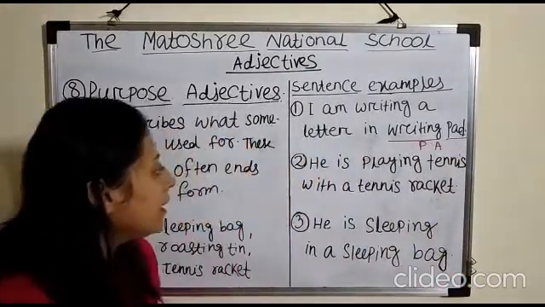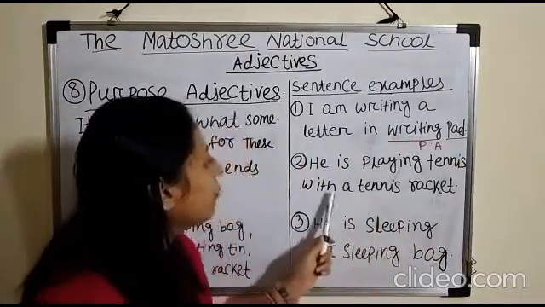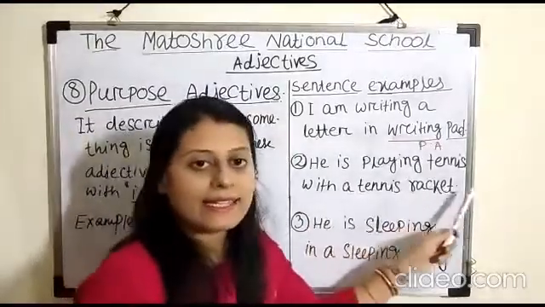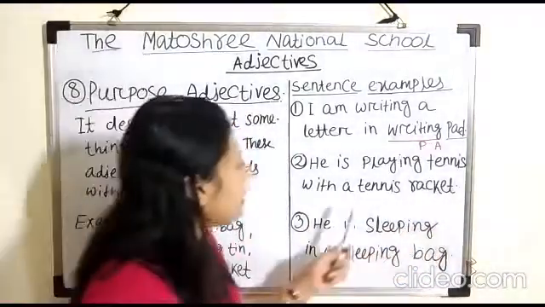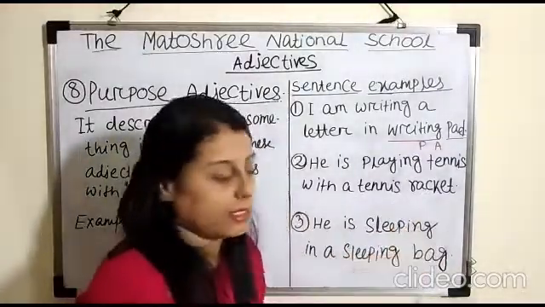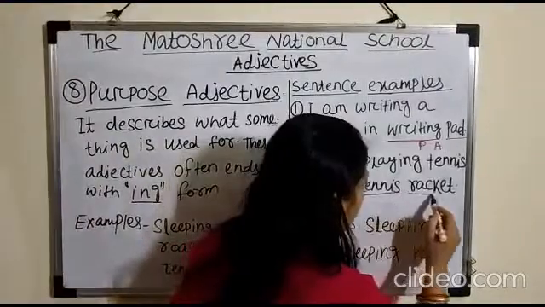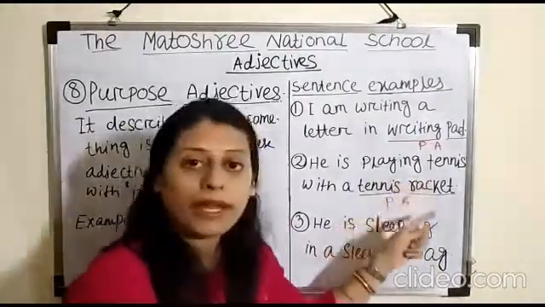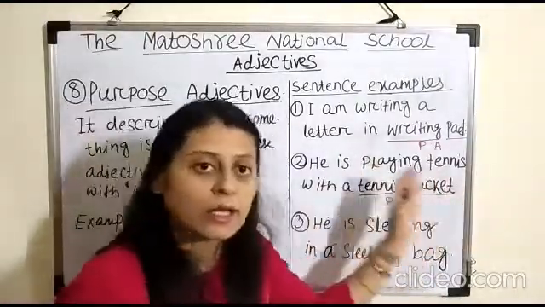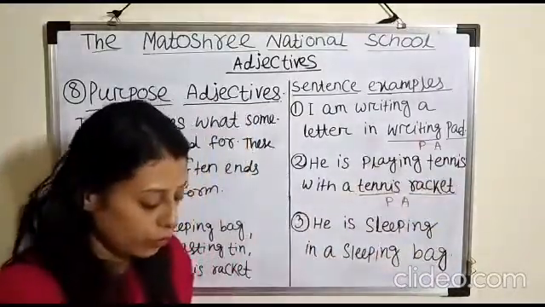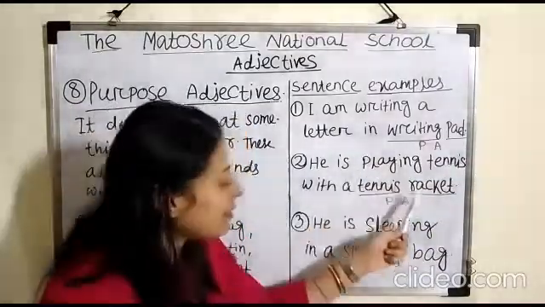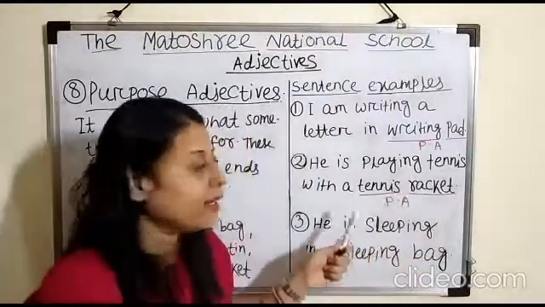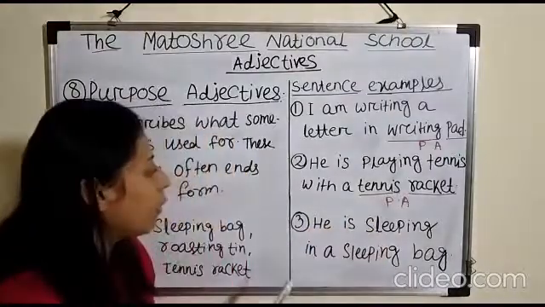Next sentence. He is playing tennis with a tennis racket. So here, tennis racket is a purpose adjective where we use this racket to play tennis. Here there is no ing form, but tennis racket is also purpose adjective where we use this tennis racket to play tennis. Okay. Now next sentence.